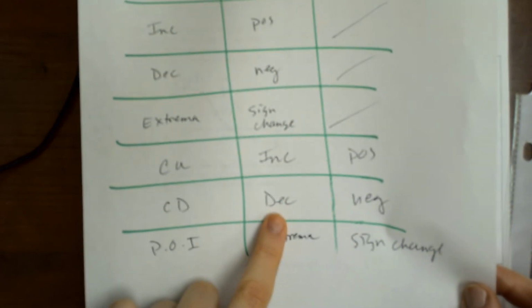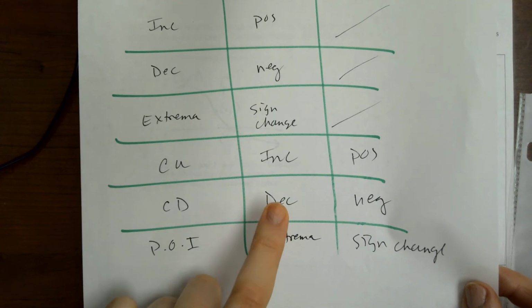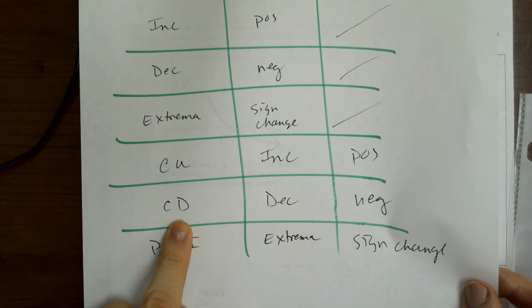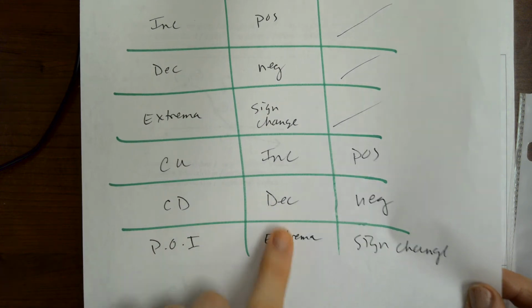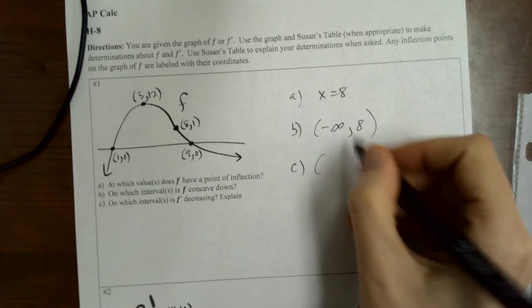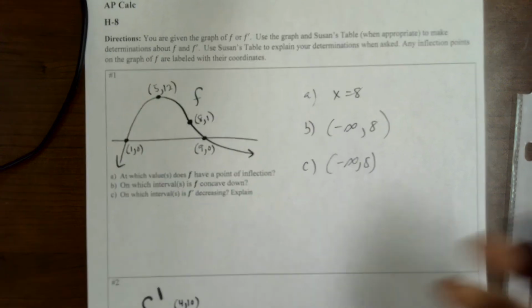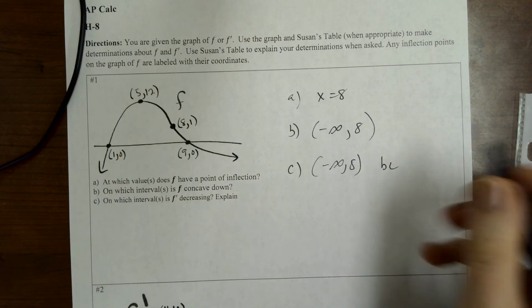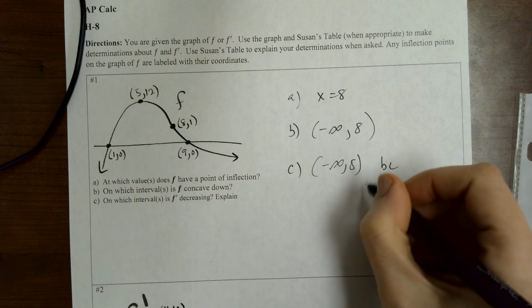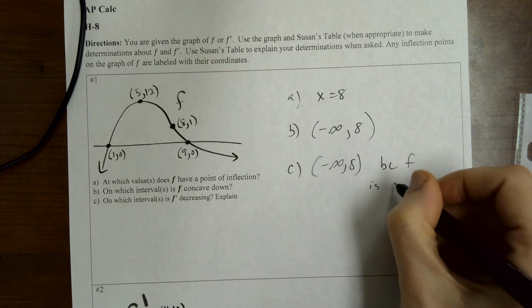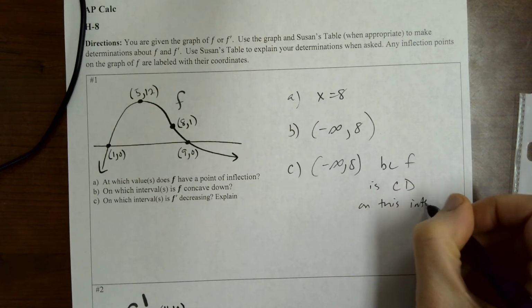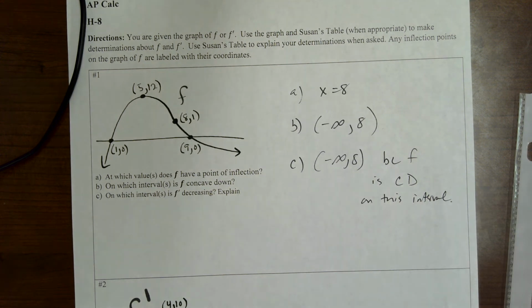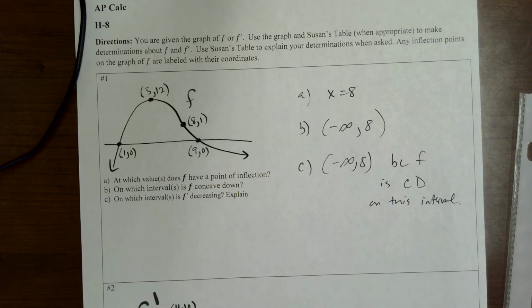So f prime decreasing, you really got to get used to using this table. F prime decreasing corresponds to f being concave down. So on the same interval that f is concave down, f prime is going to be decreasing. So part C is actually the same as that, but they're asking why. Because f is concave down on this interval. On a test, though, especially the AP test, don't say CD, say concave down. So you just got to use the table.